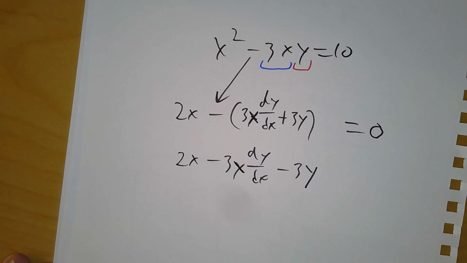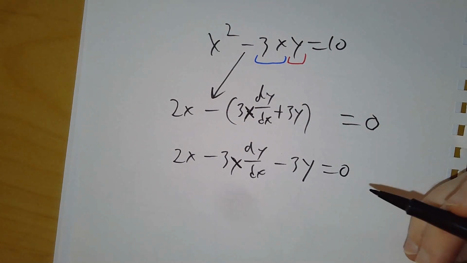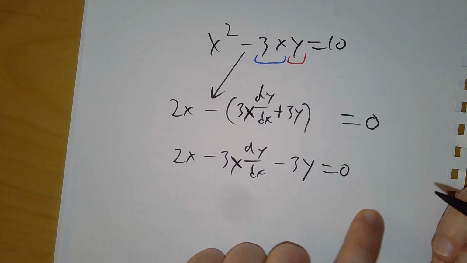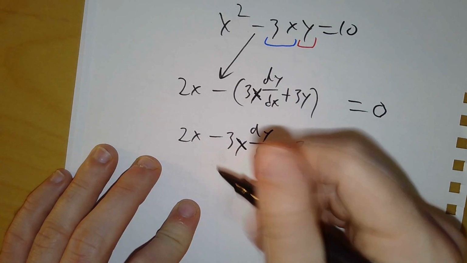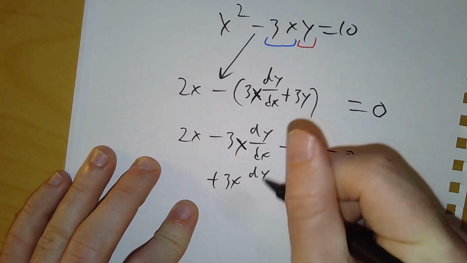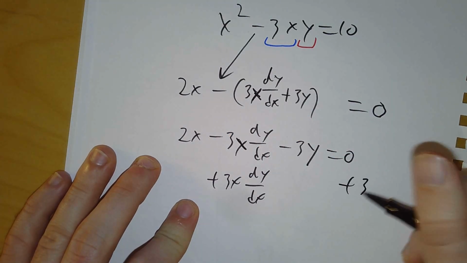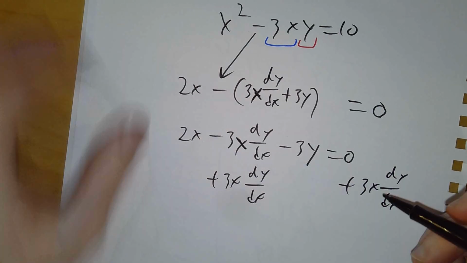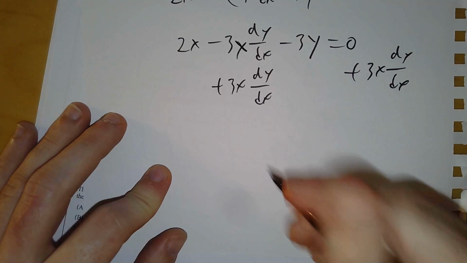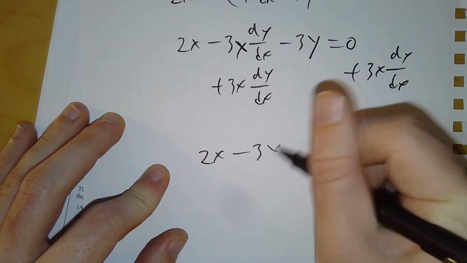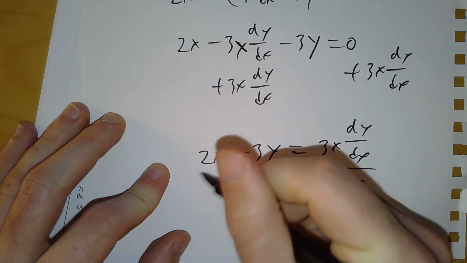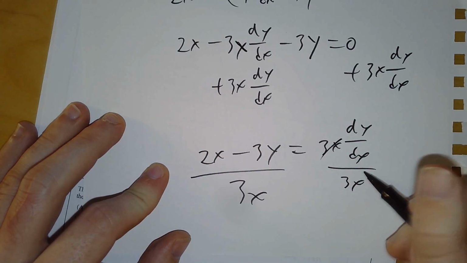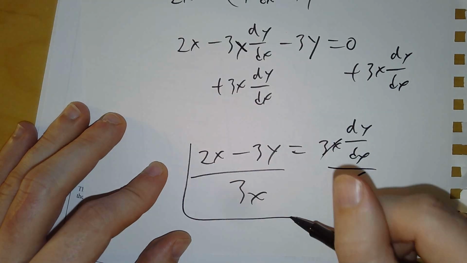Okay, yep, that looks good. Equals 0. I'm going to move this over. Like I said, trying to keep things positive in general, in my opinion, is kind of the way to go. So we're going to add 3x dy/dx to both sides. 2x minus 3y equals 3x dy/dx. Divide by 3x. Cancels. Got it. This is it.